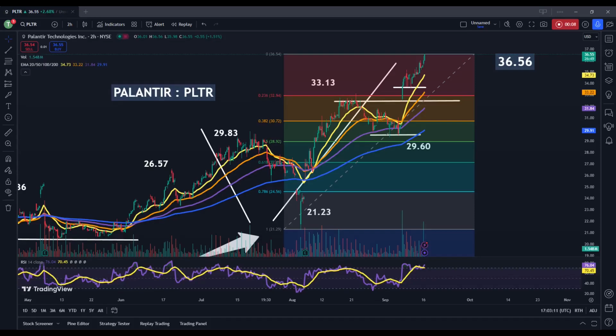Here we have the current stock market analysis for Palantir Technologies Incorporated, stock ticker PLTR.